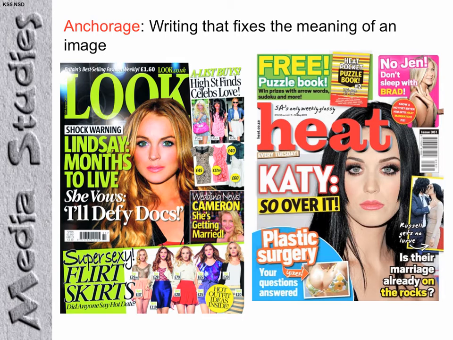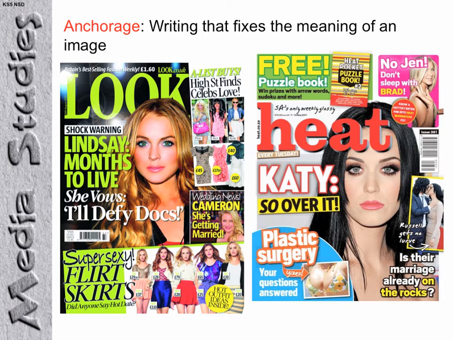So if we look at both of these, first on the left, Look magazine, an image of Lindsay Lohan. Possibly this could be a paparazzi photograph, although it could be a fashion or even a studio shot. By itself, if you imagined it without the cover line next to it, this could be about anything in Lindsay Lohan's life. It could be her arriving at the red carpet do of a new film premiere. It could be a fashion shoot, a new look. However, the cover line on the left gives this context.